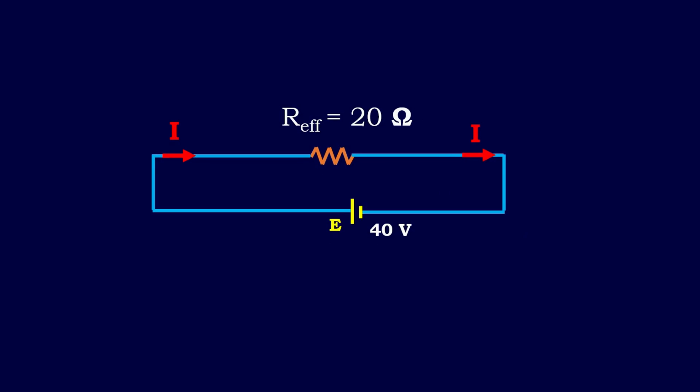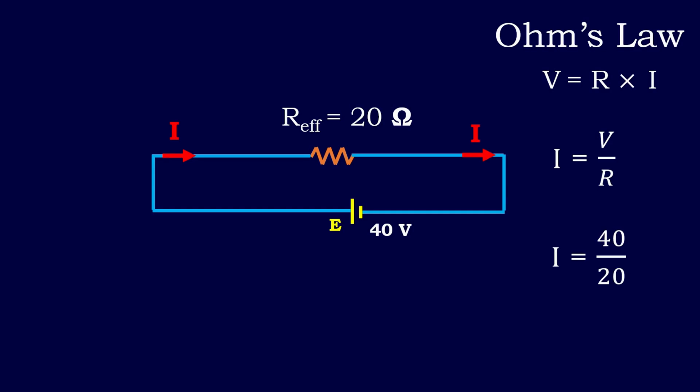Now, this leaves us with a very simple application of Ohm's law. We can directly calculate the current. I'll show the equation on the screen. Solving this, we get the current as 2 amperes, and that is our final answer.